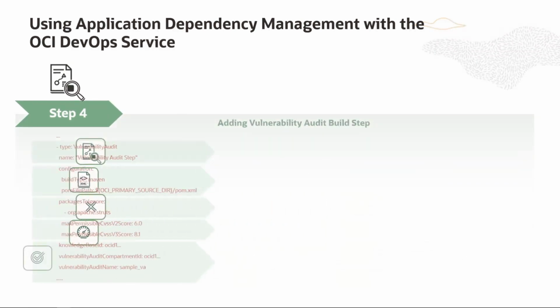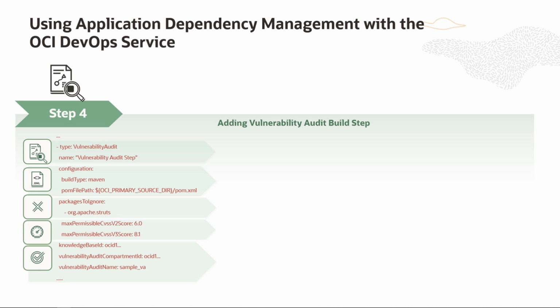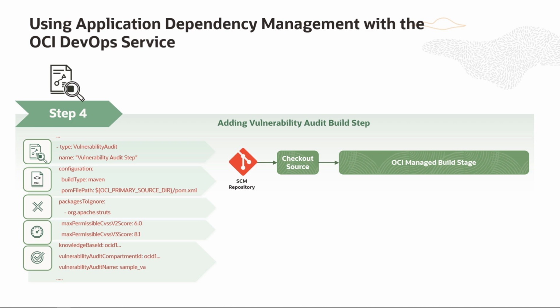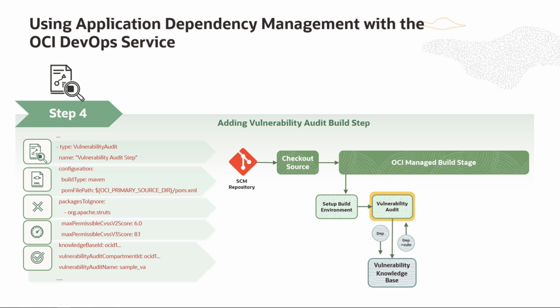Now let's try to understand how the ADM service works with a diagram. When a developer commits code to a source code management repository, it triggers the manage build stage of the OCI DevOps build pipeline. A build environment is set up and the steps within the build_spec.yaml file are executed. Vulnerability audit step reads the dependencies listed in the pom.xml file for the Maven project.